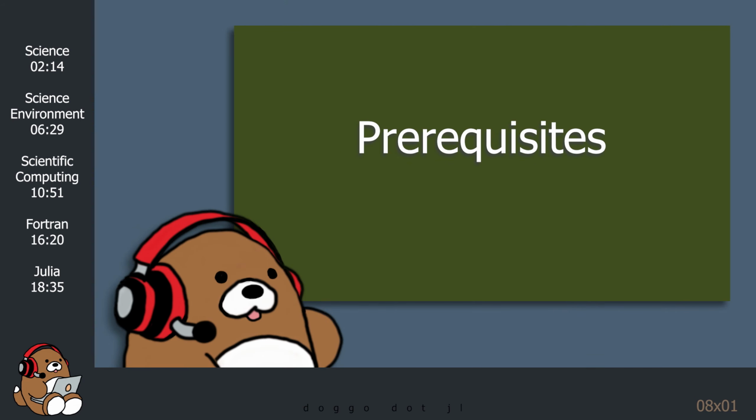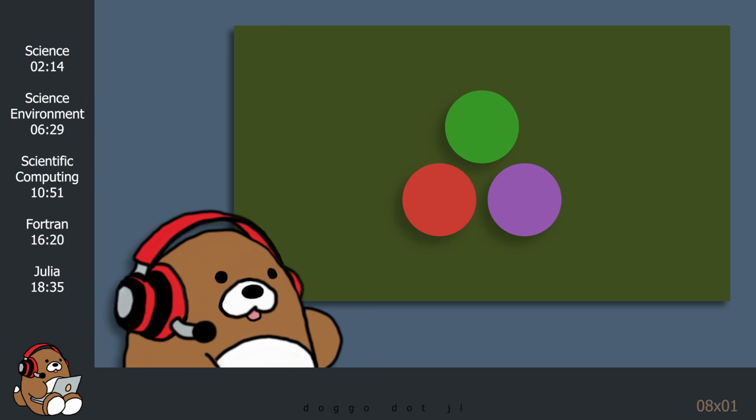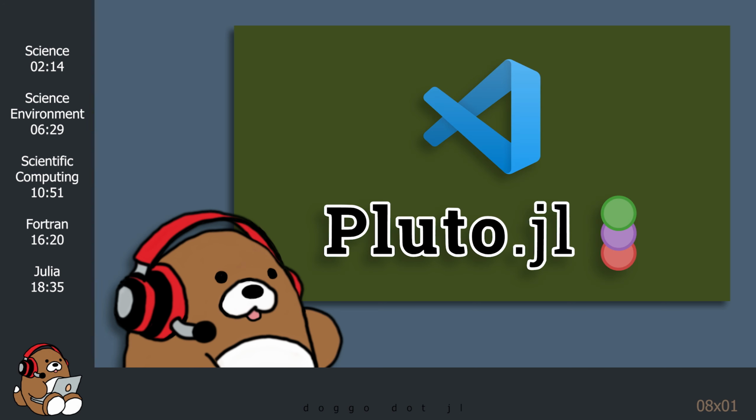This series is intended for intermediate users of the Julia programming language. You don't need to be a scientist in order to watch this series, but I am assuming that you already know the basics of how to write code using Julia, and that you know how to use Julia for data analysis and data visualization. I'm also assuming that you're comfortable using Julia in both VS Code and Pluto notebooks.